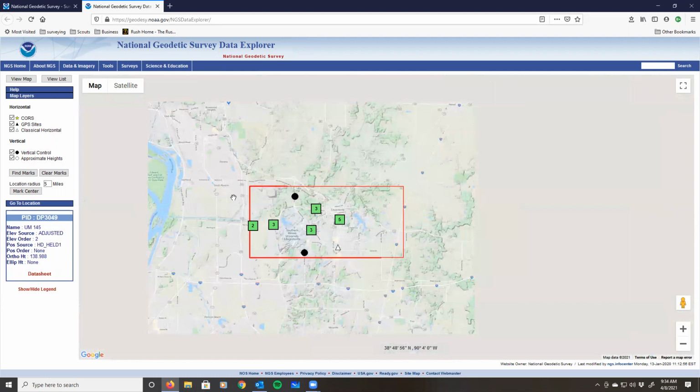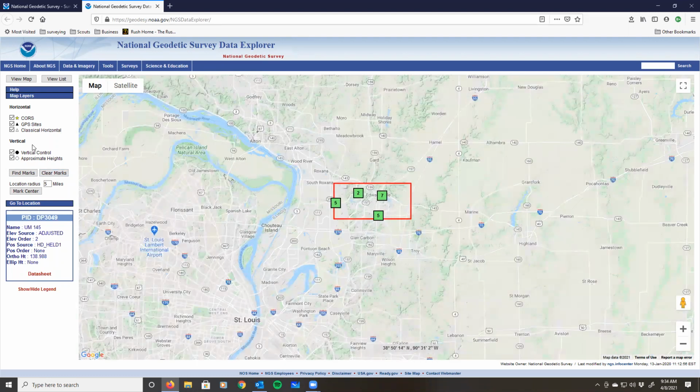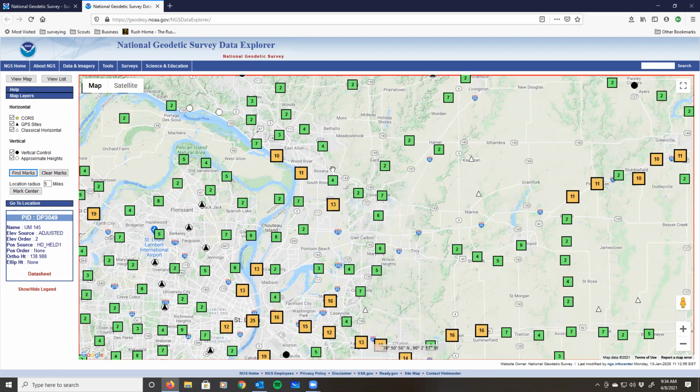And of course, we can zoom out farther and tell it to find marks. So we'll have other marks that show up as a result with going to a larger area.